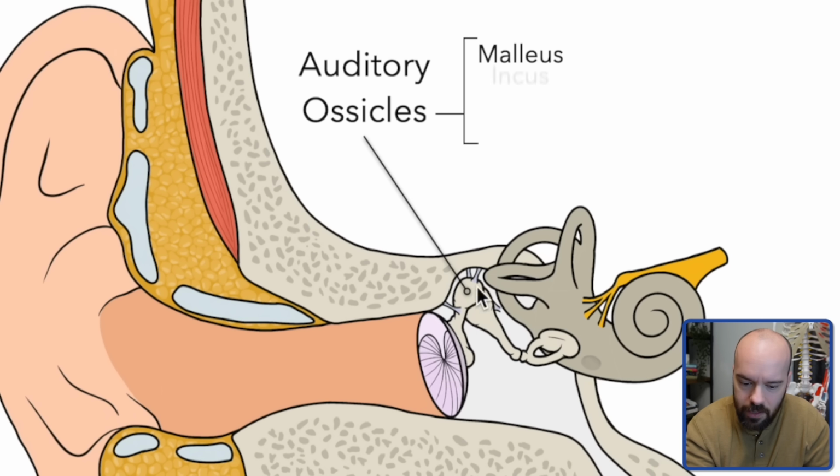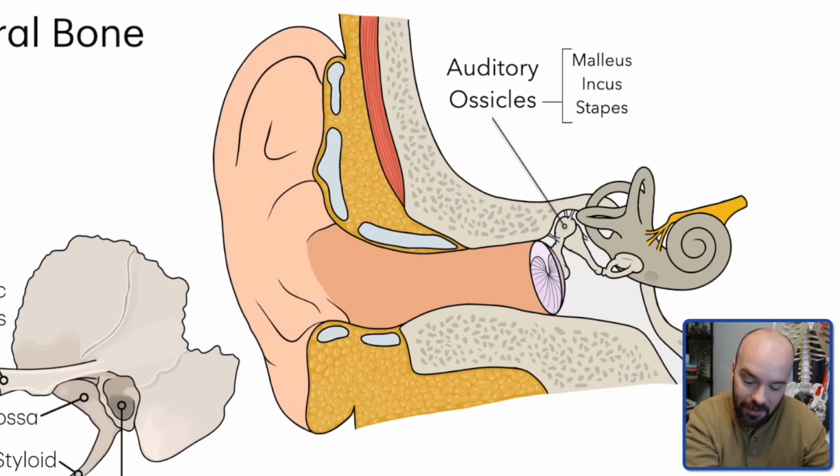But those auditory ossicles, there's three of them. There's the malleus right here, the incus right here, and the stapes. And so those are going to be the three smallest bones in the body, and those are bones that are technically part of the skull. If you want to know about the ear and how the ear works, I've got a separate video for that.